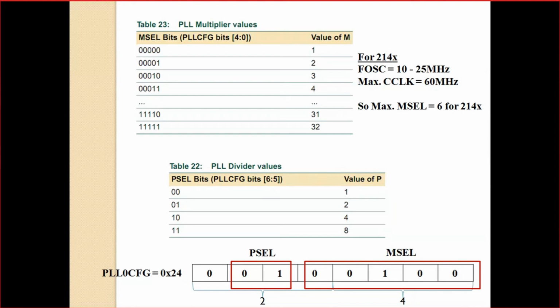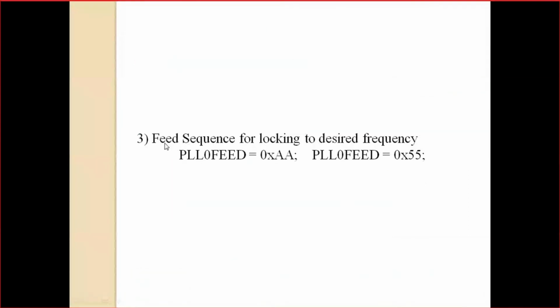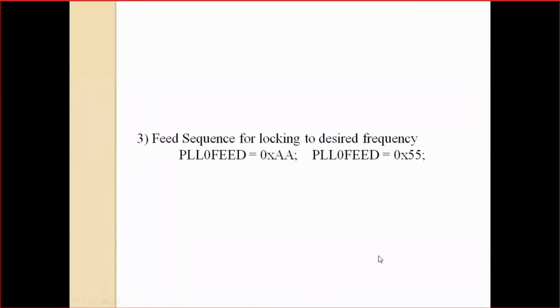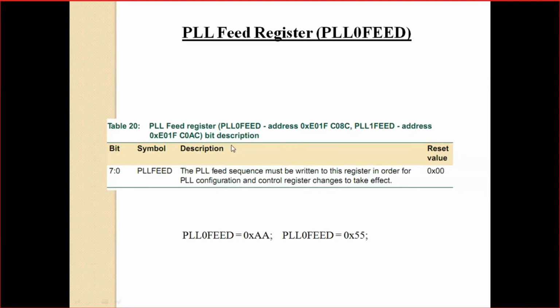Your whole system will be affected. So in order to avoid that, they have given a protection mechanism known as feed sequence. Even though you are configuring this, in the immediate next step you need to give this feed sequence. Otherwise, those values will not be accepted by the PLL. What is the feed sequence? 0xAA, 0x55. It should be given in the same order itself.